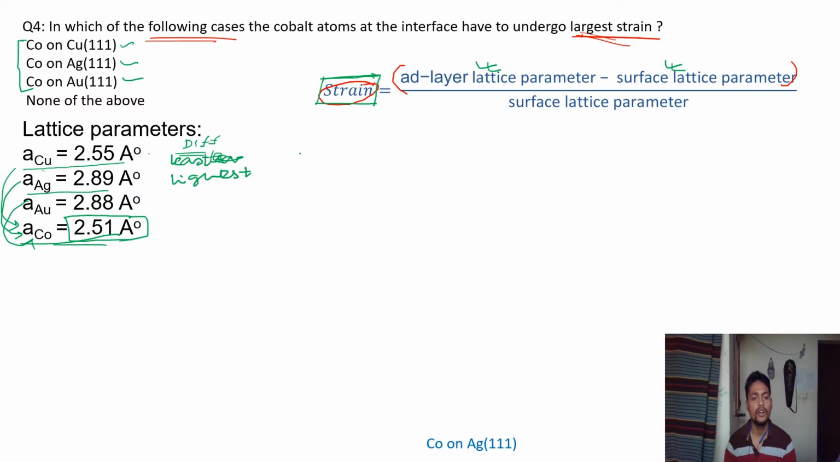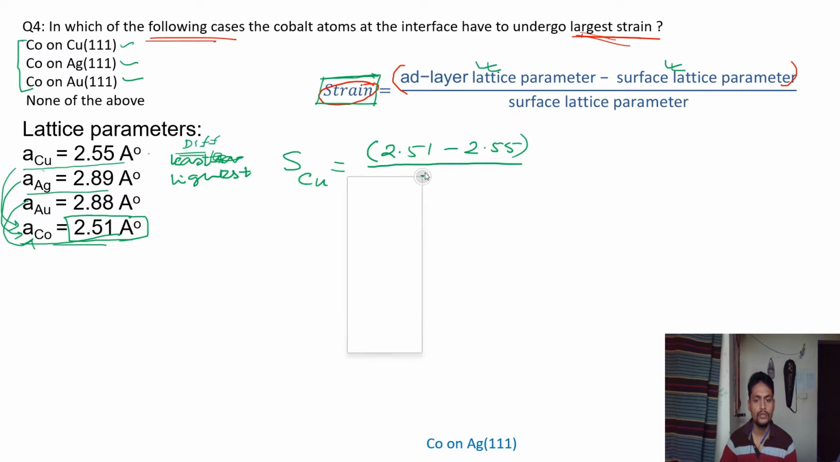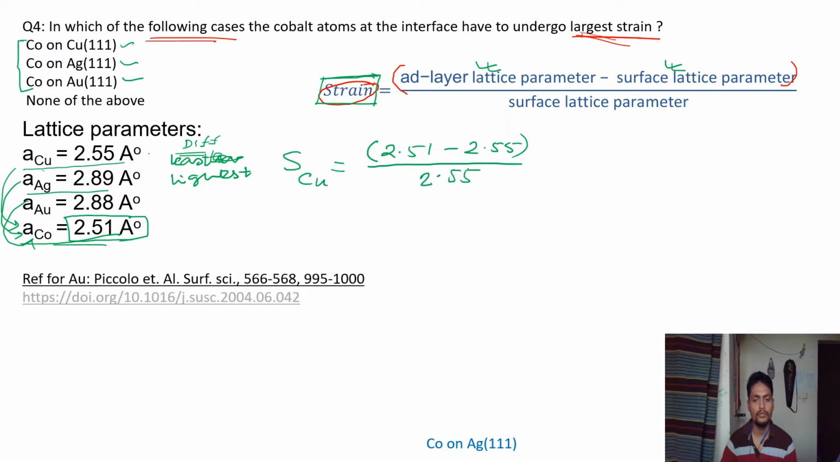Let's calculate the strain for the Cu surface. So what will it be? 2.51 minus 2.55, right? Divided by the surface, which will be nothing but 2.55, right? This is a reference for the Au. You cannot find this lattice parameter in the lectures, and following this article, you can find it. So this will be my strain. If you calculate, this will come to around minus 1.5%. So you can see this is very, very small.